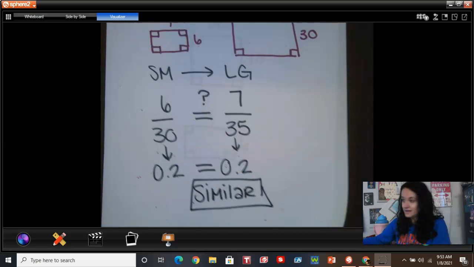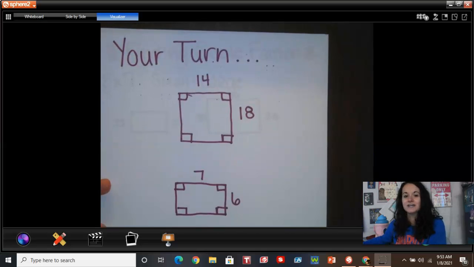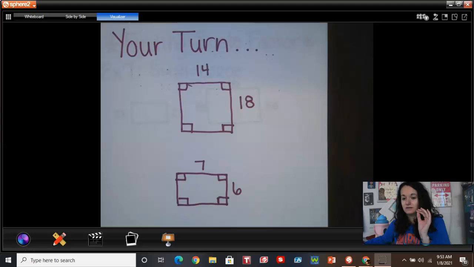Okay, now it is your turn. Okay, check to see if these are similar polygons. Now, if you can already tell, you have your right angles, so it's all about checking those sides. So go ahead and give that a shot.